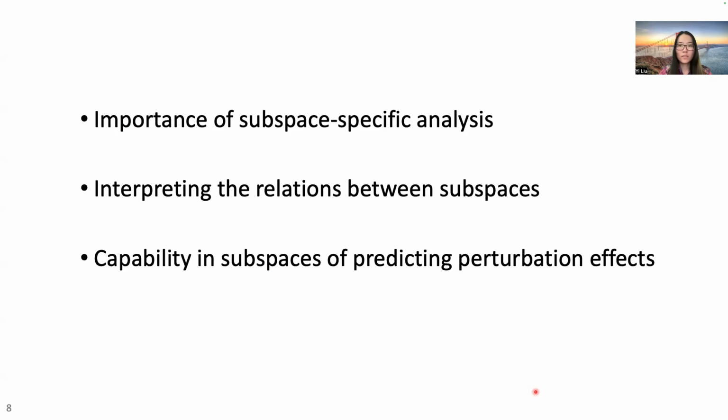To look into this question, we start from looking into three aspects in this talk. First, we'll look into the importance of subspace-specific analysis. And second, we'll try to interpret the relations between subspaces. And specifically, we hope to interpret the subspaces that usually lack interpretability due to their statistical nature. And finally, we're gonna look into the capability of subspaces in predicting perturbation effects by utilizing the perturbation trials we have in the dataset.